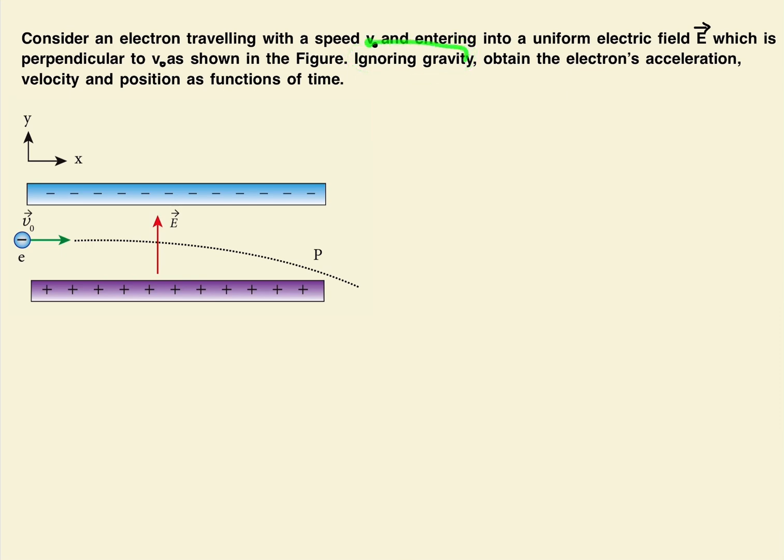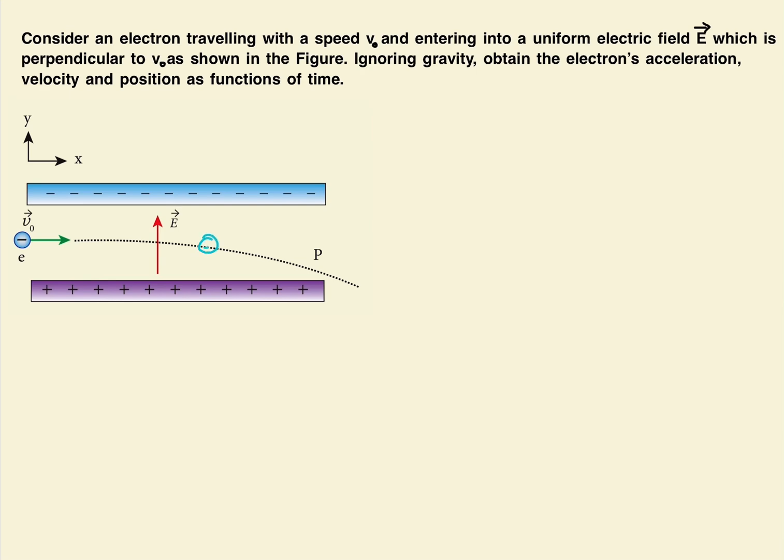Ignoring gravity means what? There is no weight. So obtain the electron's acceleration, velocity, and position as a function of time. We'll take that the electron, the charged particle, after some time has reached somewhere here.